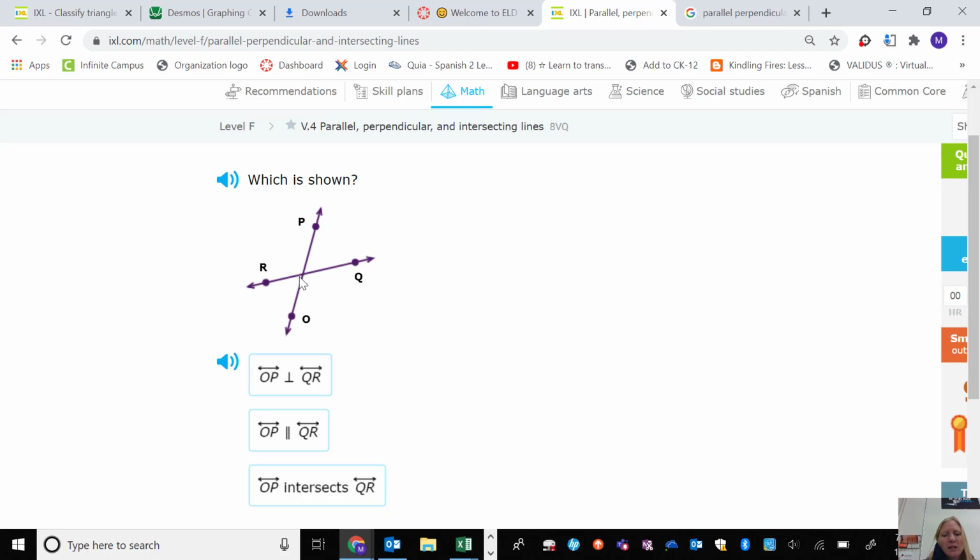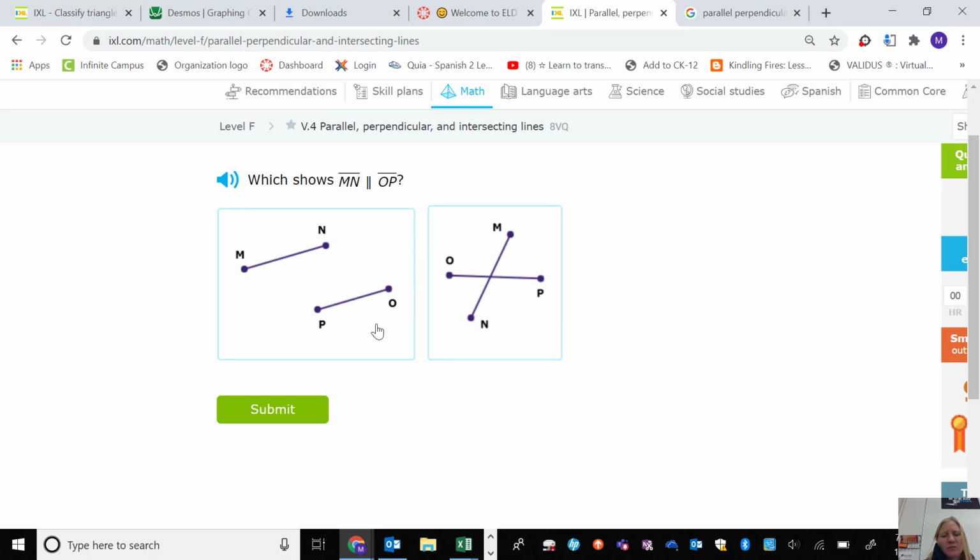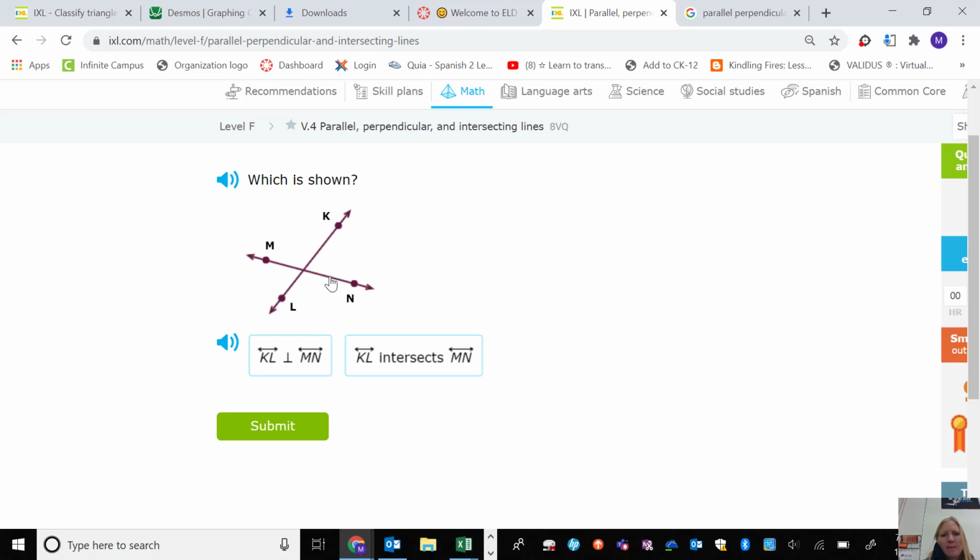What about these two lines? Ooh, are they perpendicular? No. Parallel? No. Just intersecting. Okay, the symbol is parallel. Which picture is parallel? This one. Here we have perpendicular or intersecting. Again, this angle does not look like 90, so I'm going to say intersect.